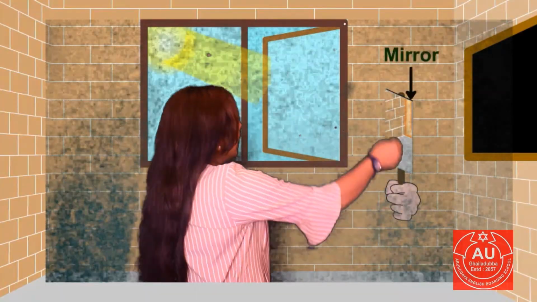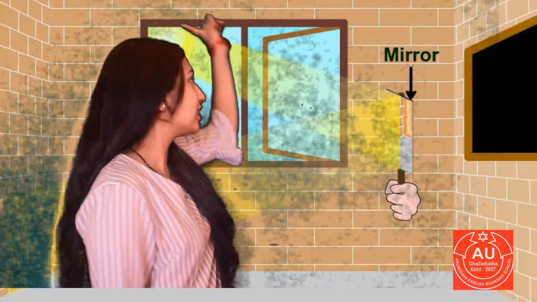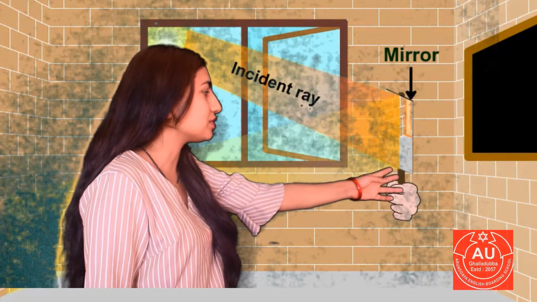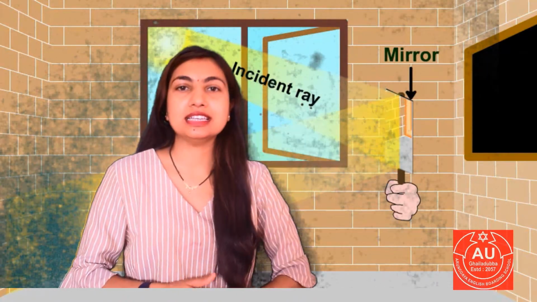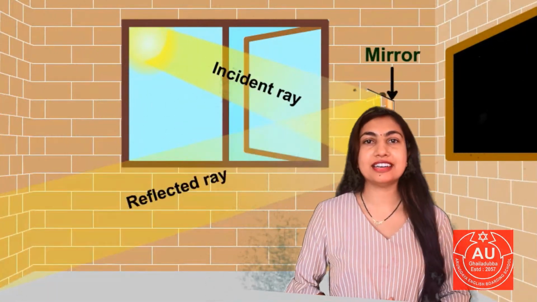Now let us perform a simple activity. Take a small mirror and let the ray of light fall on it. Adjust the mirror to let the reflected light fall on your classroom wall. Students, in this activity, the ray of light falling on the surface of the mirror is called incident ray, and the ray of light which is sent back from the surface of the mirror is called reflected ray.